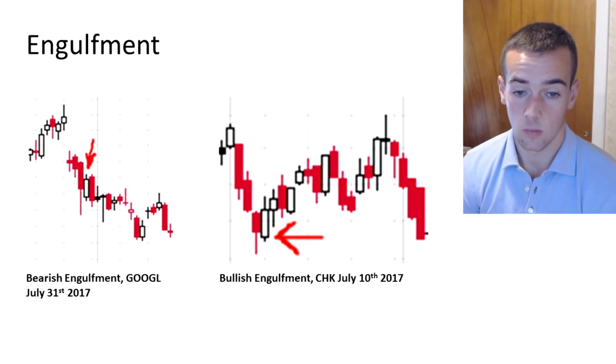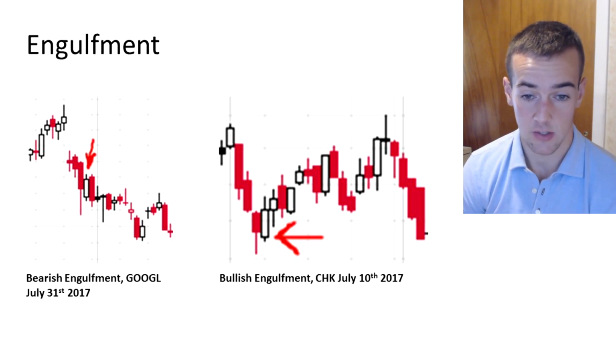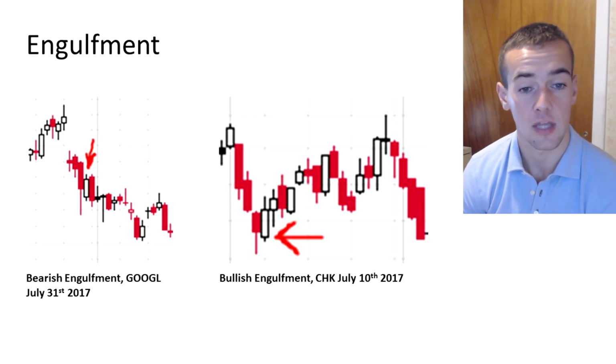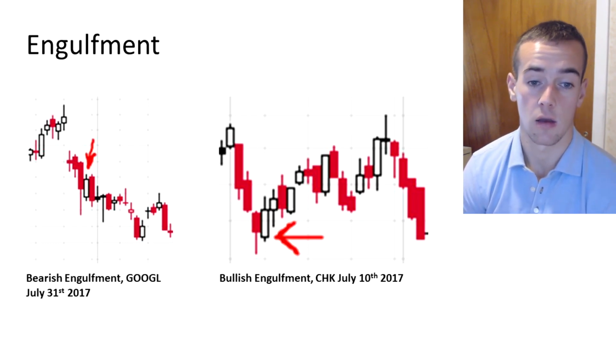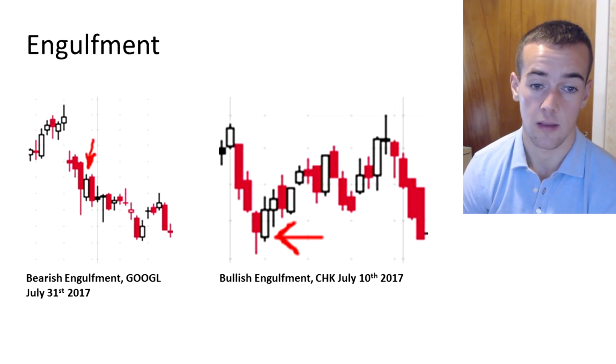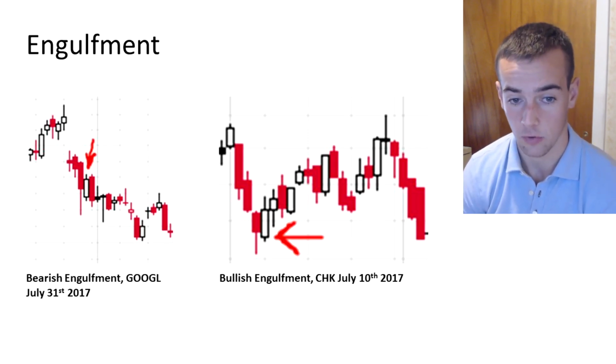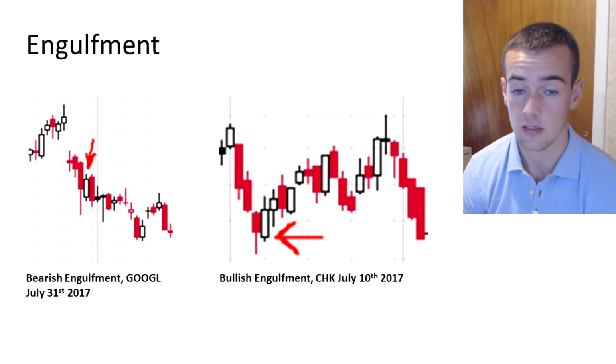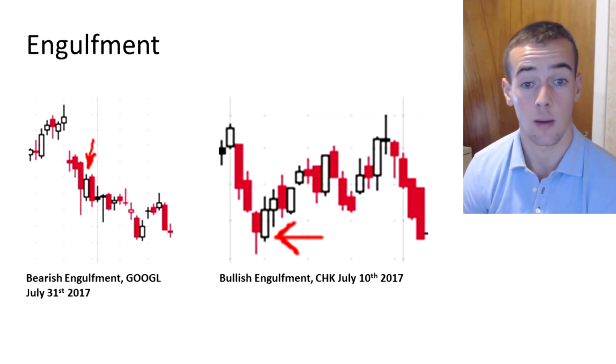And then on the right there, we have Chesapeake Energy, CHK. This was on July 10th of 2017. This is a good example of a bullish engulfment. So after multiple days down, you see a bearish candle form, and then you see a bullish candle totally engulf the previous day. And as a result, it symbolized a bottom of that trend, and you saw a slight uptrend after that.